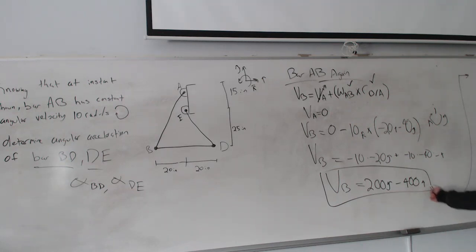So velocity of B, now I have that. So back to this equation. I know this now. What do I still not know? Still don't know angular velocity of BD, and I do not know the velocity of D. But we're starting to fill in these unknowns.